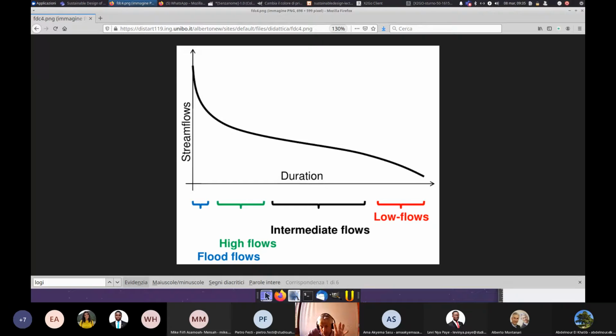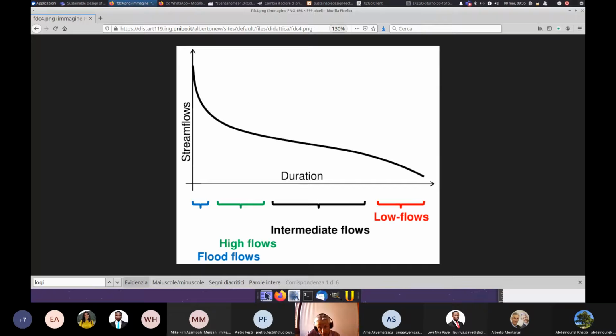It is different if we refer to low flows, the typical situation that we observe in summer, which we call low flows. This is a situation that occurs every year. So even with a shorter observation period, like 10 years, you can get a good picture of what happens with regard to the low flows.